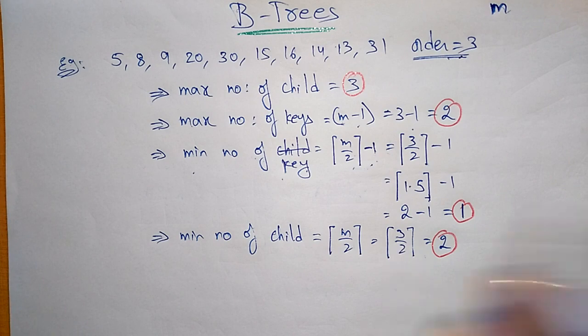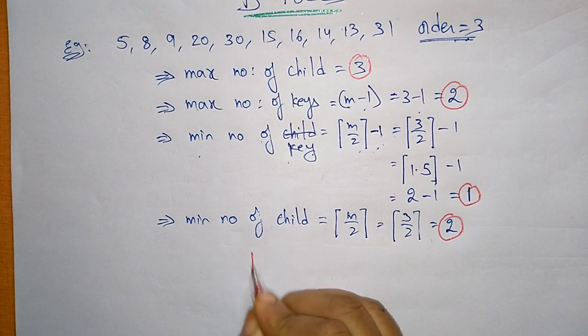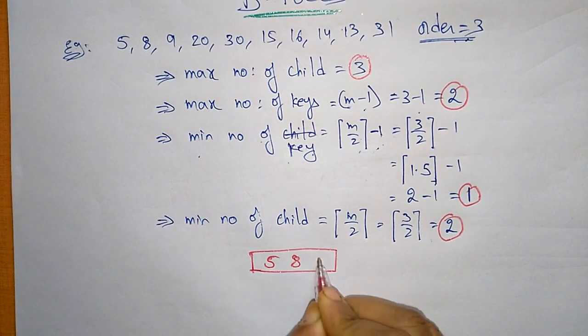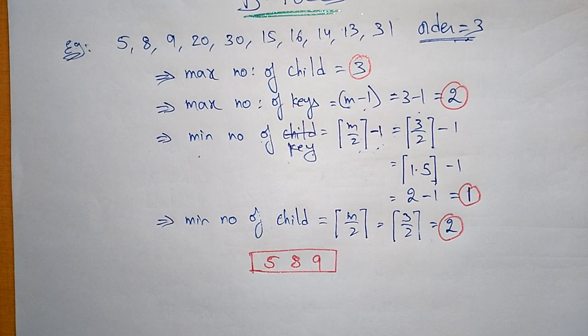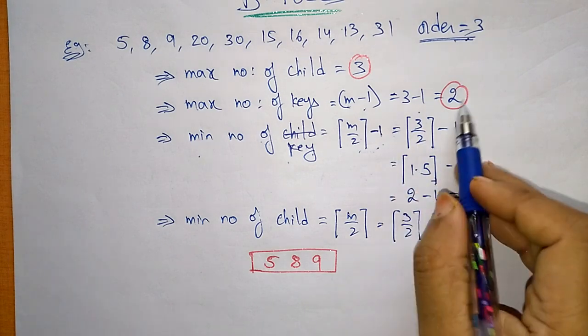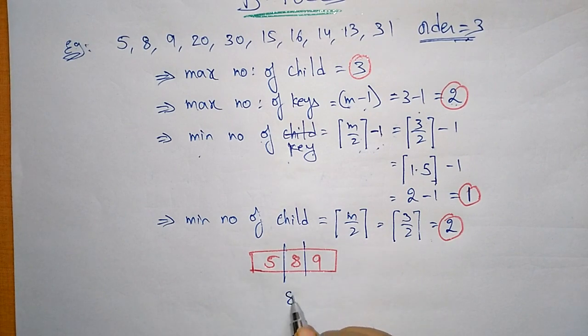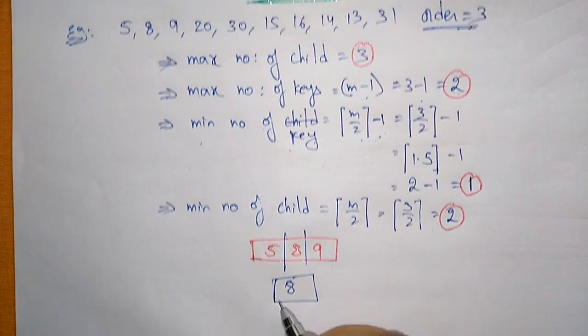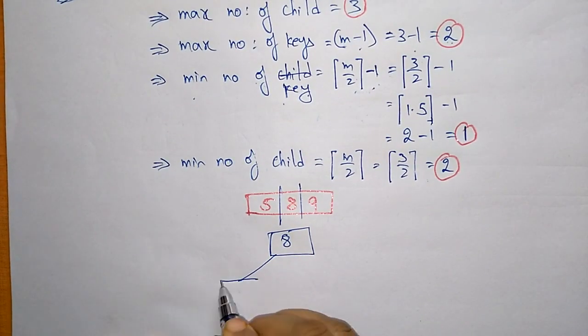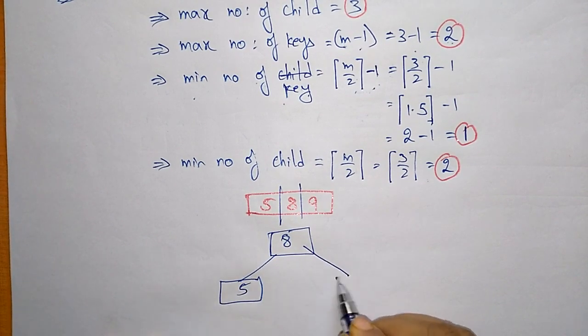Now let us take the problem. First, the order is 3, so I have taken 3 values: 5, 8, 9. The number of keys should be order minus 1, that is 2, so only 2 key values should be there in a node. So you divide this with a root. 8 becomes the root node, and 5 will be the left child, and 9 will be the right child.